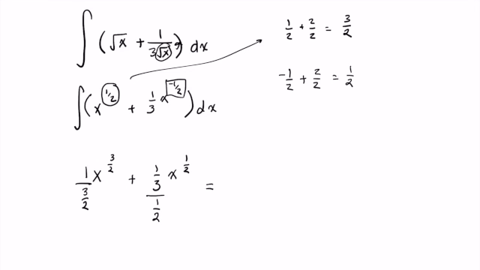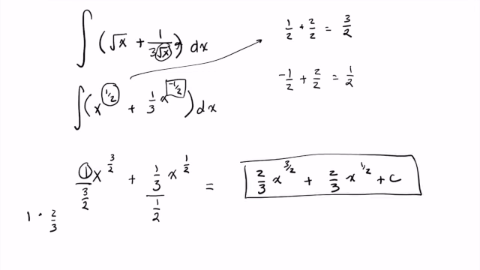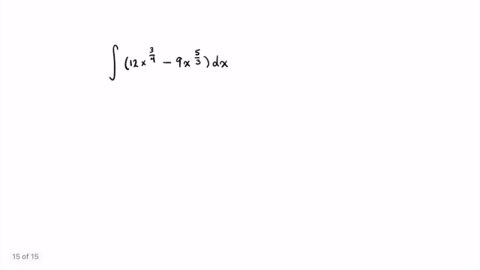Well, keep it, switch it, and flip it, and you wind up with 2/3 x to the 3/2 plus, keep it, switch it, flip it here, we wind up with 2/3 x to the 1/2 power plus c. And there we go. So even dealing with the fractions, hopefully it's not as bad as it looks. Let's do one more here.